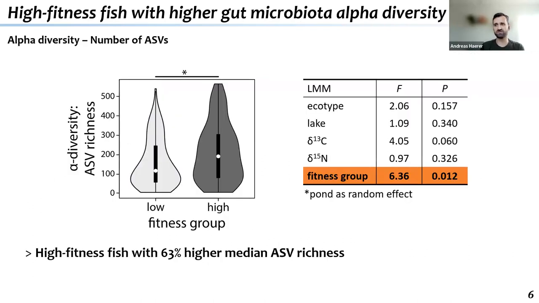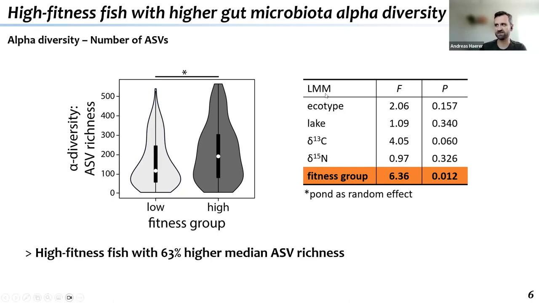All right, going into the results, starting with the alpha diversity results. In this graph here, you can see an alpha diversity measure called ASV richness, which is basically the number of bacterial lineages. And what you can see is that the high fitness fish have on average a higher gut microbiota alpha diversity compared to the low fitness fish. And actually the median diversity is 63% larger.